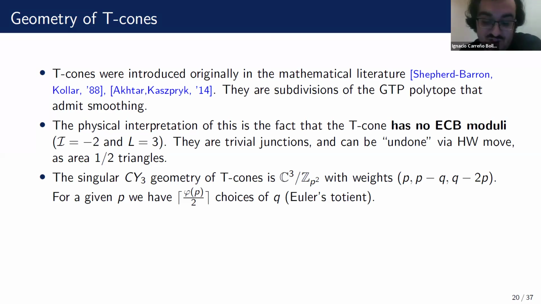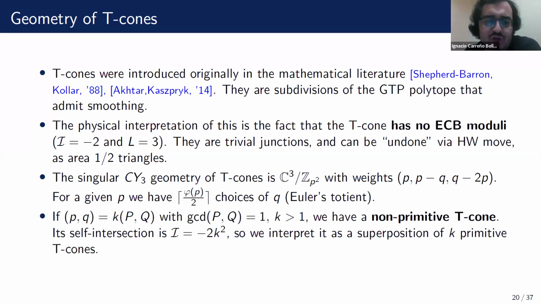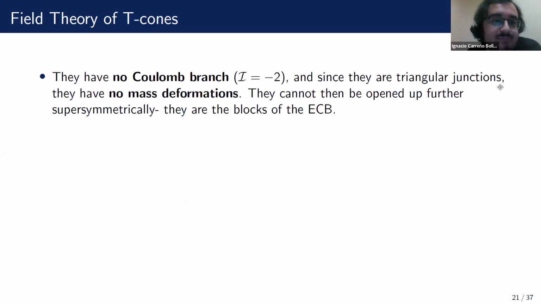Now, we can also consider the case in which P and Q are not coprime. So they have a common factor K greater than 1. In this case, we are talking about a non-primitive T-cone. Its self-intersection we can compute naively, and we find that it's strictly less than -2. This would seem to indicate that they are not supersymmetric, but we can reinterpret them as a superposition of K primitive T-cones, each of which fulfills the S-rule. So they are proper bona fide supersymmetric pieces.